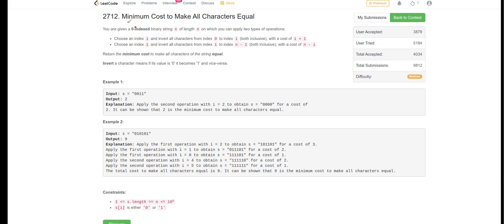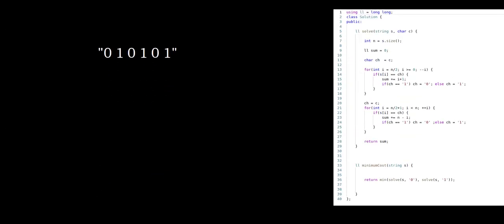Hi, this is the LeetCode question, minimum cost to make all characters equal. This is the third question of weekly contest number 347. To solve this question, we need to convert all the characters in the string to either 0 or to 1. So we will find the minimum cost for both solutions, and at the end we return the minimum.